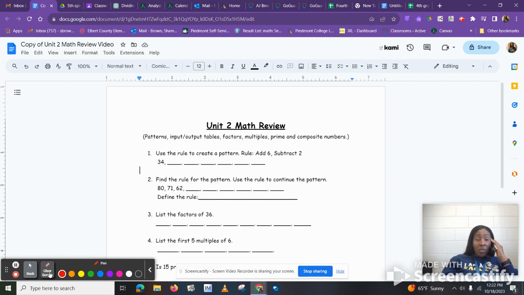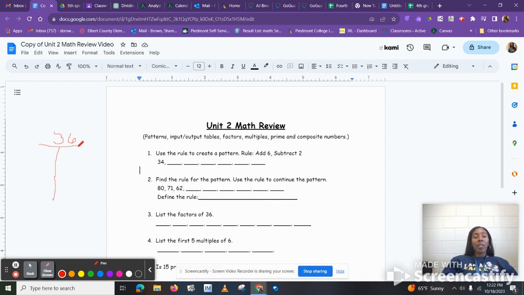And then the next one says list the factors of 36. So to find factors, we worked on this in class, you use a T-chart. So I'll do a T-chart for 36 to find all of my factors for 36. And we know factors are few. You're not going to have a whole lot of factors for a number, but multiples go on and on forever. So that's the difference between factors and multiples.